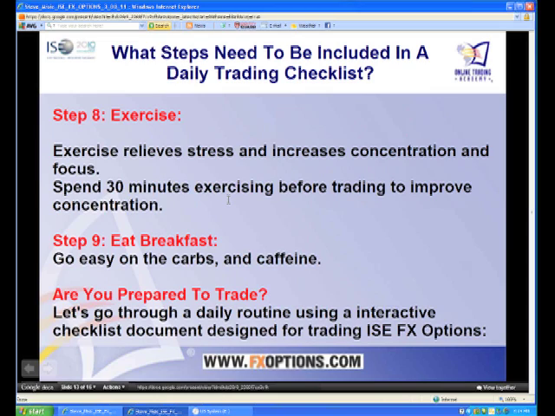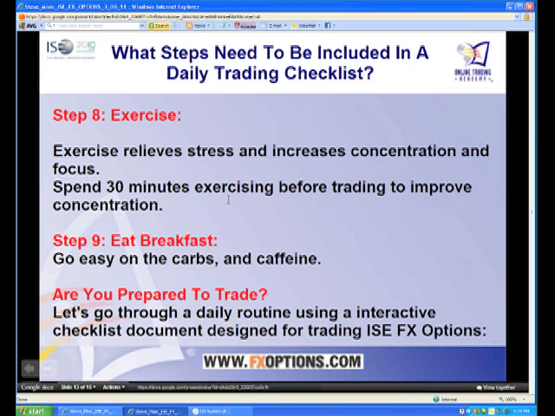If you can, pick a time where the market hasn't opened yet, because as soon as you sit down in front of that computer, you're going to need to focus on the markets and start to do some kind of exercise. It relieves stress, increases concentration. In my case, it helps me to get ready, gets the endorphins going through, gets the blood circulating.